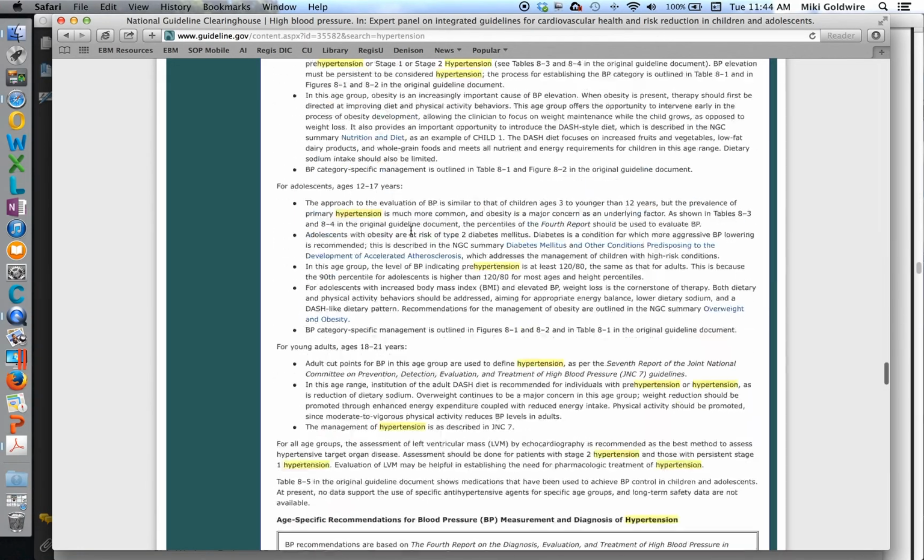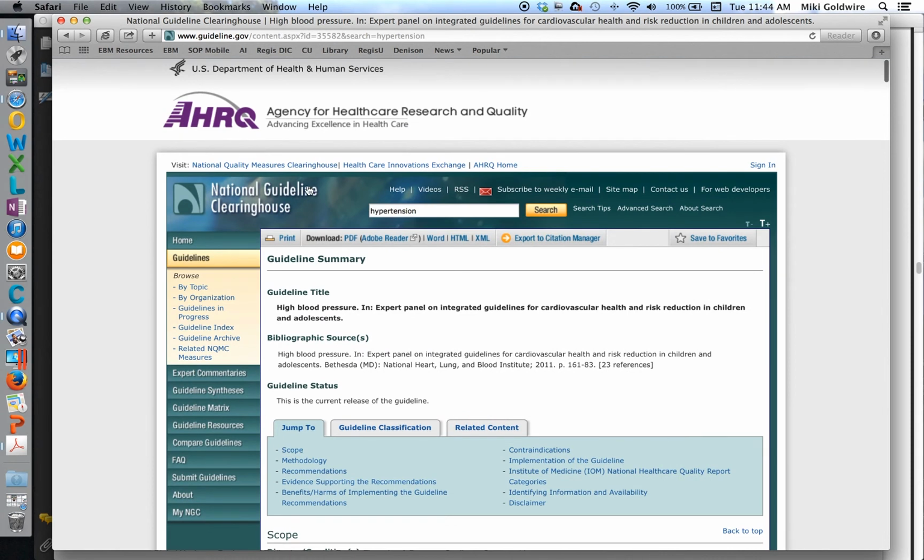So it is nice to use the Guideline Clearinghouse to get a brief overview of a guideline. As you may know, some of these guidelines can be upwards of 100 pages. So it's nice to have a brief overview, and you can get that from searching the National Guideline Clearinghouse. Keeping in mind, not all guidelines are on this site because it is voluntary for the guideline author to submit to the National Guideline Clearinghouse.